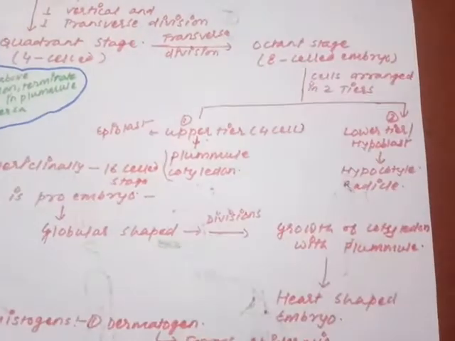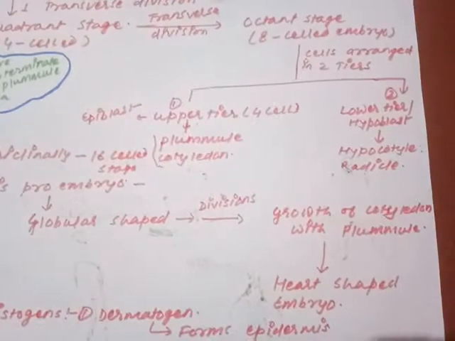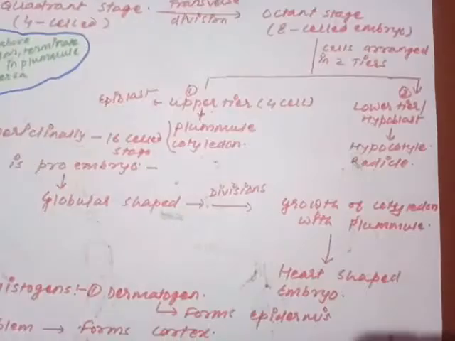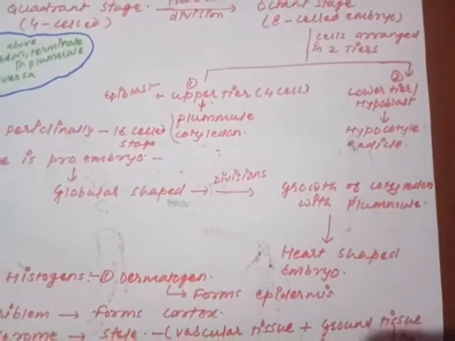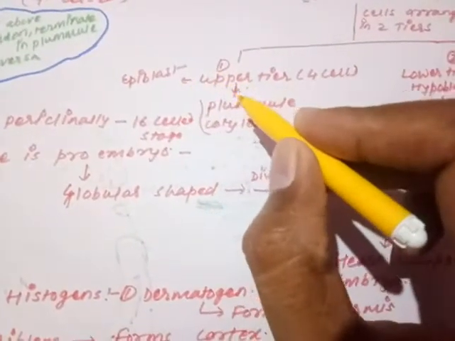Tiers means the group of the cells, two different tiers. They are arranged in the upper tier and the lower tier. At the octant stage, the 4 cells are arranged in the upper tier and the remaining 4 cells are arranged in the lower tier. The upper tier cells are going to form the epiblast.